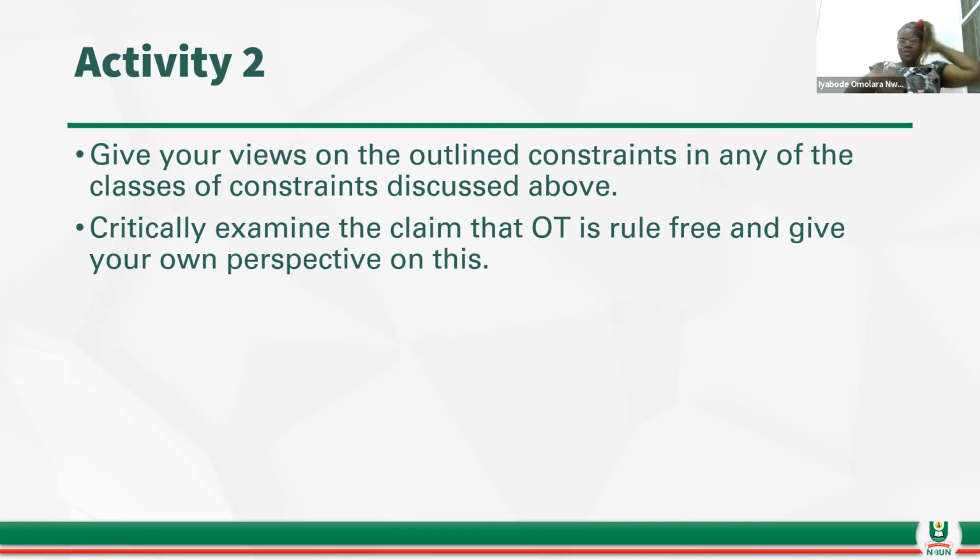I tried to take us through all of them, and I said do not try to memorize, because it will not do any good. You can take your time and look at all the constraints, and you can see that some of them overlap across the different classes. But we have been told that Optimality Theory is rule-free. Now let me have your thoughts on this.